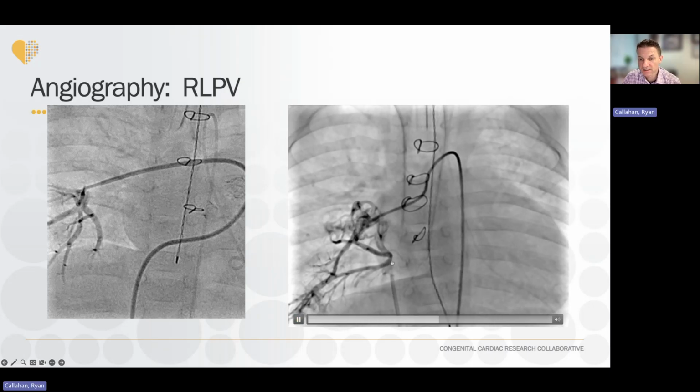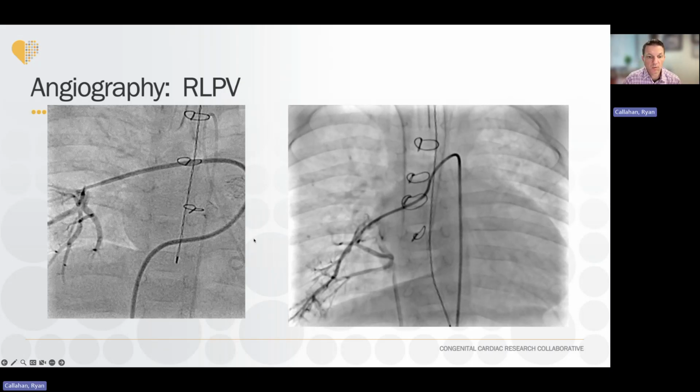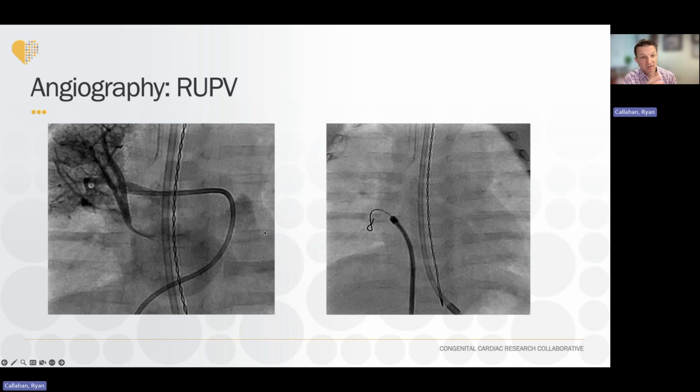Okay, so this is atresia of the right lower pulmonary vein. All right, well, the computer was really excited to talk about the right upper vein, so we're going to get right to it. So here, this is the wedge injection in the right upper pulmonary artery.